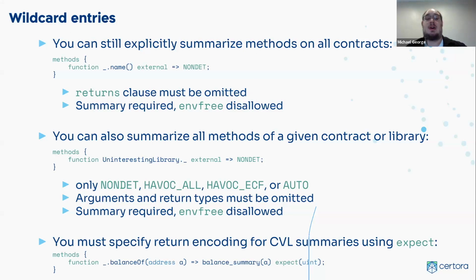And so we can't, I mean, there's no sensible way to check whether these many different methods all have the given return type. And so we just decided you can't write a returns clause for a wildcard entry. Okay. The other thing to note about wildcard entries is they are explicitly for doing summarization.